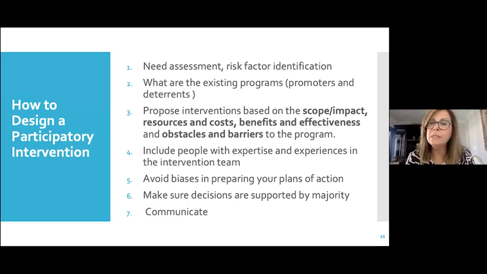You want to propose interventions based on scope and impact, resources and costs, benefits and effectiveness, and obstacles and barriers. Basically, this means that whatever you're proposing, you want to make sure that it affects the majority of your employees, a larger group of your employees. You want to make sure that the program is at the same level as the resources you have available, and you have to do a cost-benefit analysis.